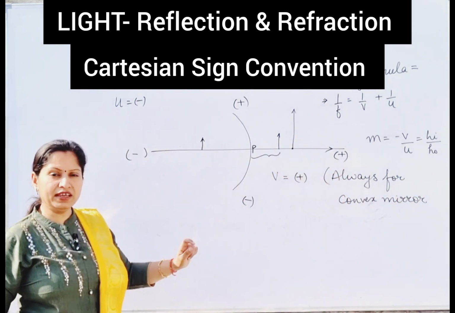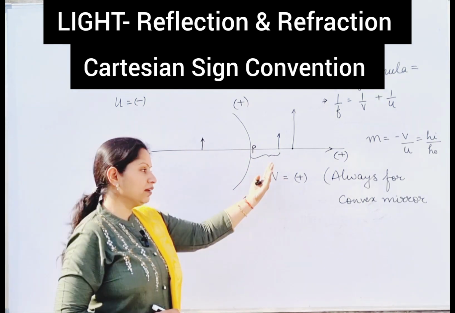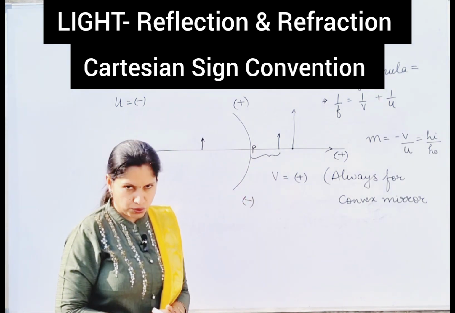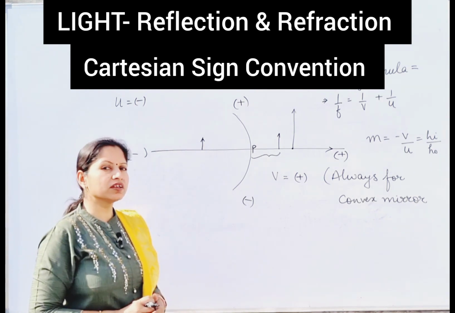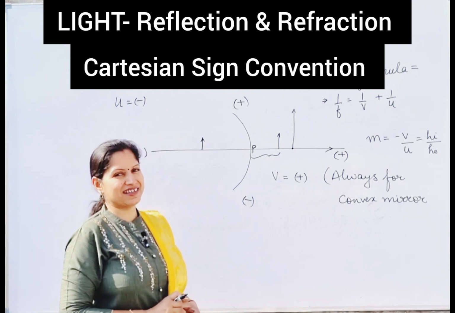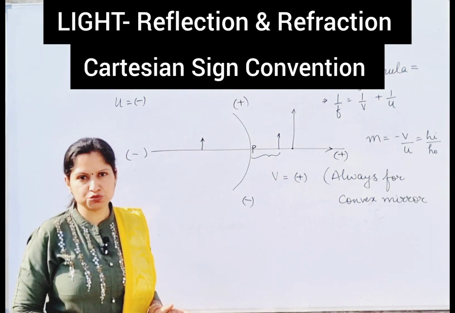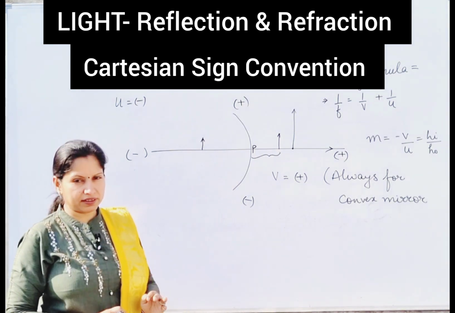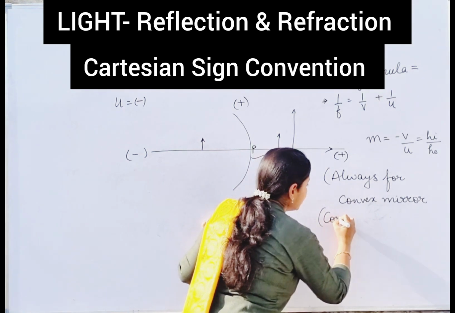कॉन्वेक्स मिरर के लिए v की वैल्यू हमेशा पॉजिटिव आएगी, क्योंकि इमेज हमेशा कॉन्वेक्स मिरर में राइट साइड में बनती है. ओके, अपार्ट फ्रॉम दैट अगर हम कॉन्केव मिरर देखें तो कॉन्केव मिरर में क्या वर्चुअल इरेक्ट इमेज बनती है? यस. लास्ट कंडीशन, जब ऑब्जेक्ट को पोल और फोकस के बीच में रखा हो तो इमेज पॉजिटिव बनती है. तो v की वैल्यू पॉजिटिव कॉन्केव मिरर के लिए कब आएगी?